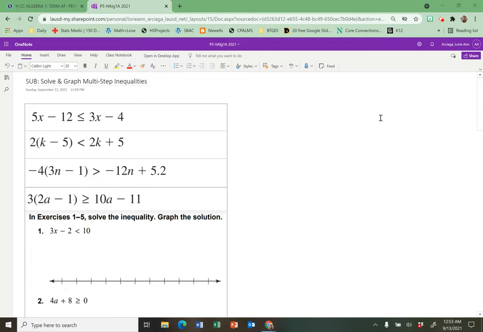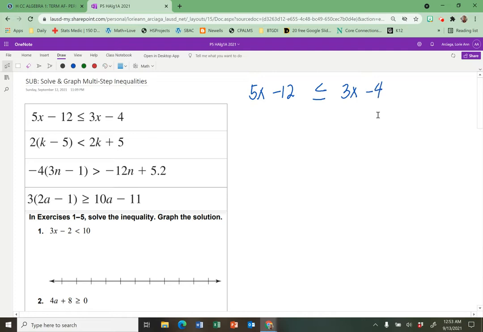So I'm going to do the first one right here. I have 5x minus 12 is less than or equal to 3x minus 4. Pardon my handwriting on the screen. The first thing we have to do is collect like terms together, right? So we're going to subtract 3x from both sides. And then 5x minus 3x will get 2x.